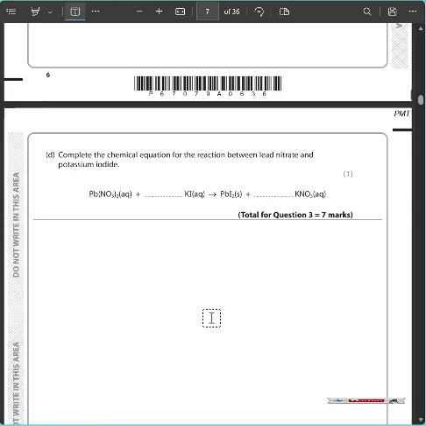Complete the chemical equation for the reaction between lead nitrate and potassium iodide. Okay, we will put 2 right there because 2 iodide is there, and 2 here.